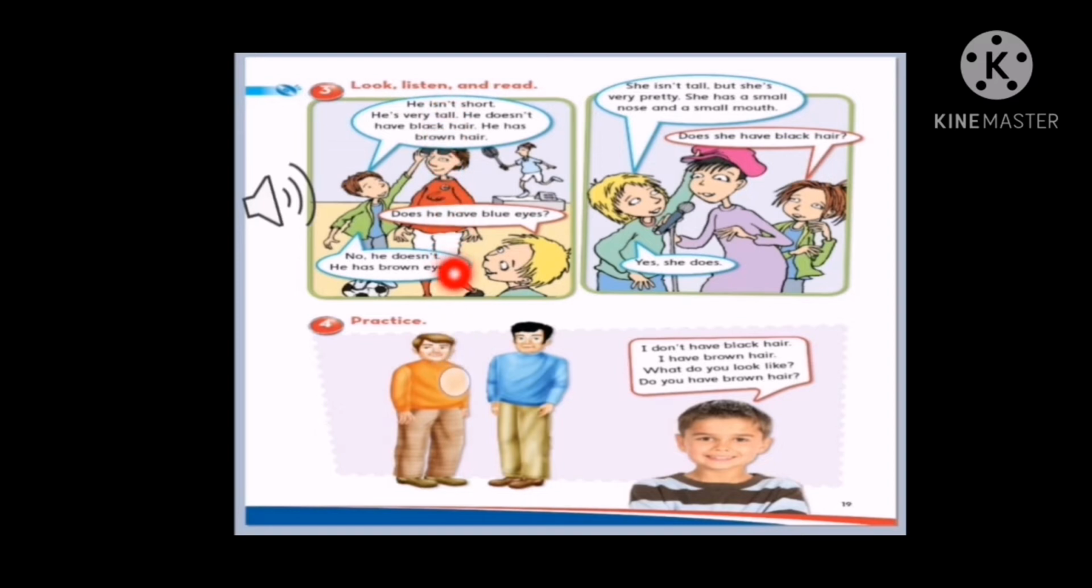Now, what does he have? ماذا لديه? This boy, what does he have? He has brown eyes and brown hair. Now move on to picture number 2. What do you see?